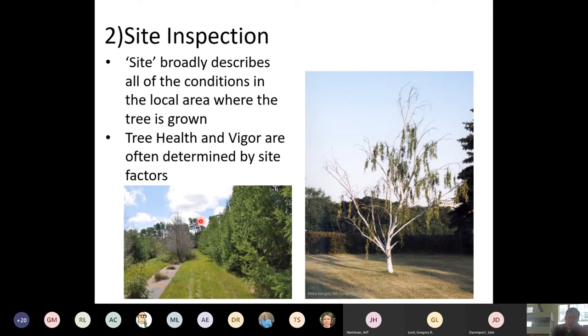So tree vigor is really important in the picture of insect and disease, and it's dictated by site and tree care to some extent, if we're talking about the homeowner, landowner type situation. So anyway, site broadly describes all the conditions in a local area where a tree is grown, and health and vigor are determined by site factors. But species, again, also comes into play.